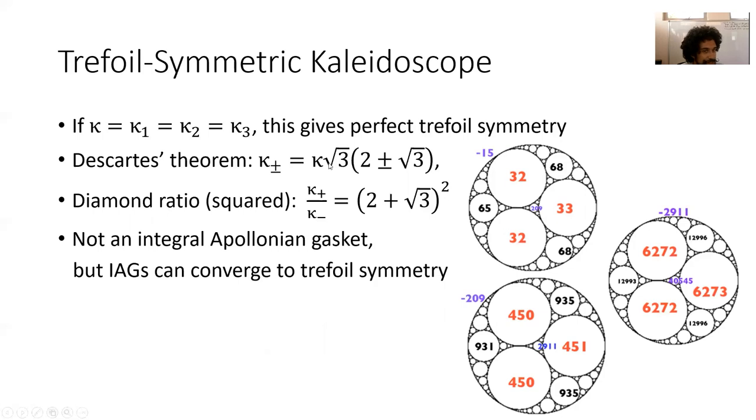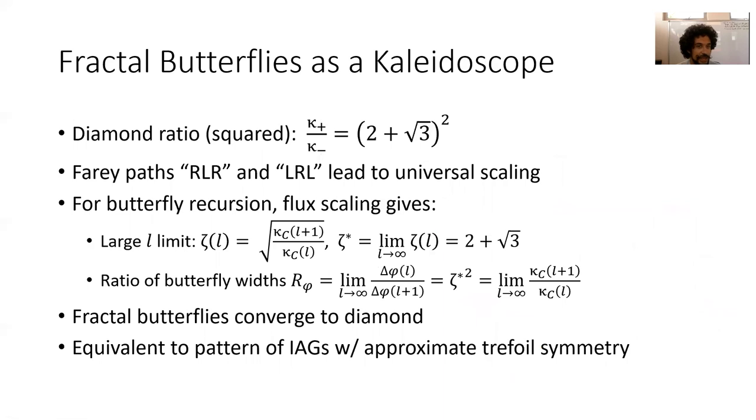So this isn't an integral Apollonian gasket if we choose all of the kappas to be equal, but as we previously saw, there are IAGs that can converge to this trefoil symmetry. And you might remember from the first or the second lecture how we talked about the flux scaling of the recursive butterflies. We had this generation L, and we could increase L incrementally by an integer value. And in the limit of taking L to infinity, we found that there was this square root of 2 plus the square root of 3 that related to the ratio of curvatures associated with widths of the butterfly. So this Diamond ratio is related to this butterfly recursion in this way.